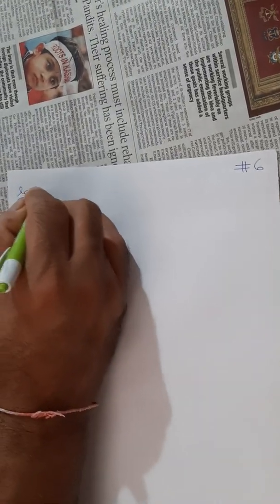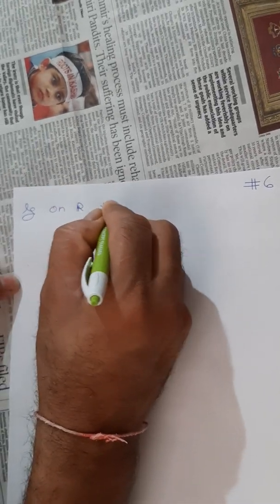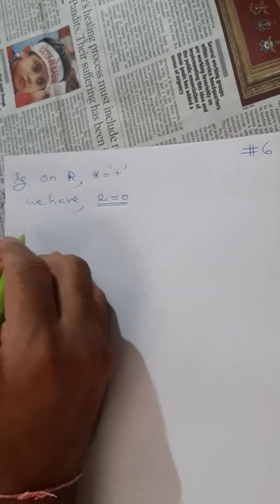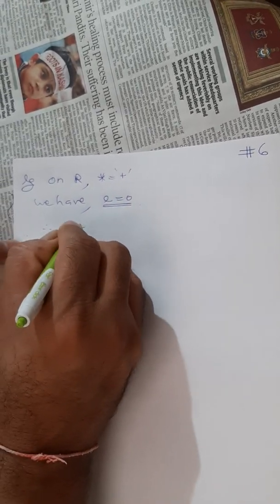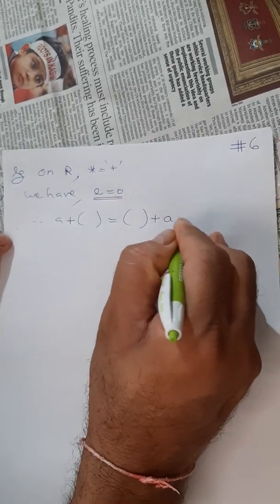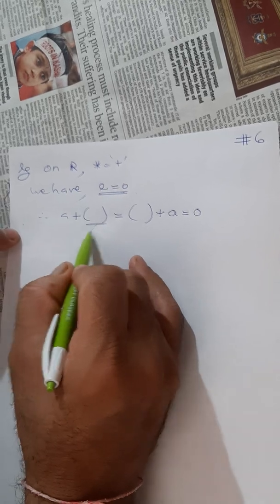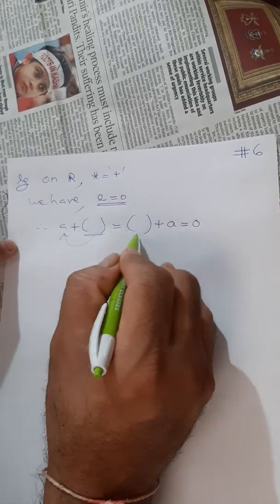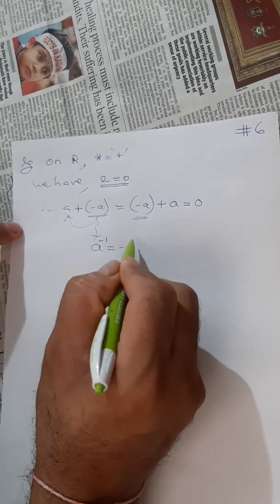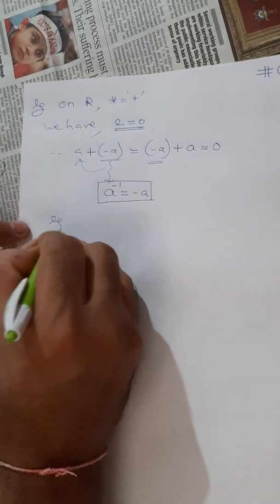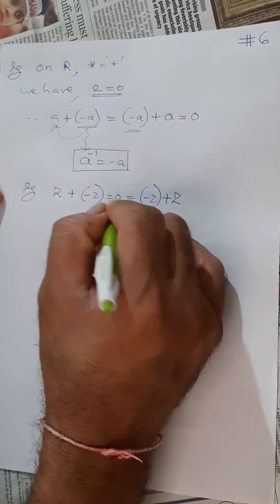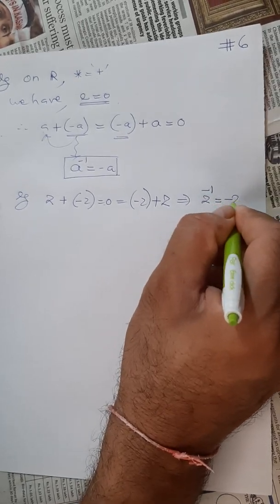For example, take the real numbers R with asterisk as addition. So we have e equals 0. Therefore you write A plus one member, that member plus A. Why am I taking plus? Because my operation is plus. The answer must be identity, which is 0. Then this element is the inverse of A, that is minus A. This is sometimes called the additive inverse. For example, what is the inverse of 2? That is minus 2, because 2 plus minus 2 is 0. If I do the reverse, minus 2 plus 2 is also 0. So the inverse of 2 here is minus 2.